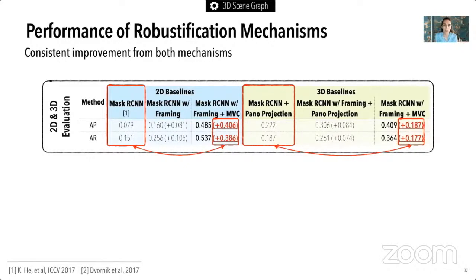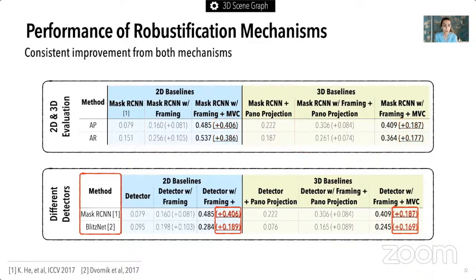And in order not to be biased towards a specific method, since Mask R-CNN was the best performing, we used the model of Mask R-CNN that was best performing on the COCO dataset. We wanted to use another detector that had a less good performance reported on the same dataset. So we used BlitzNet, a real-time detector, and we see again that the robustification mechanisms are able to provide a similar increase in the initial performance of the detector. So it means that it's not biased towards only one method, but it can provide the same kind of robustification and increase in performance to every detector.